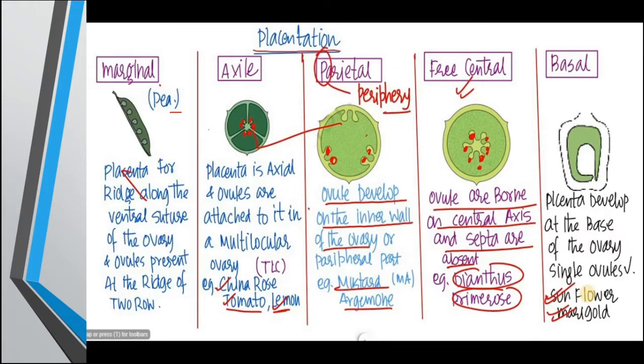Now parietal, when the ovules are present on the peripheral wall, then it is known as parietal, where ovules develop on the inner wall of the ovary but on the peripheral part. For example, mustard, argemone, etc.